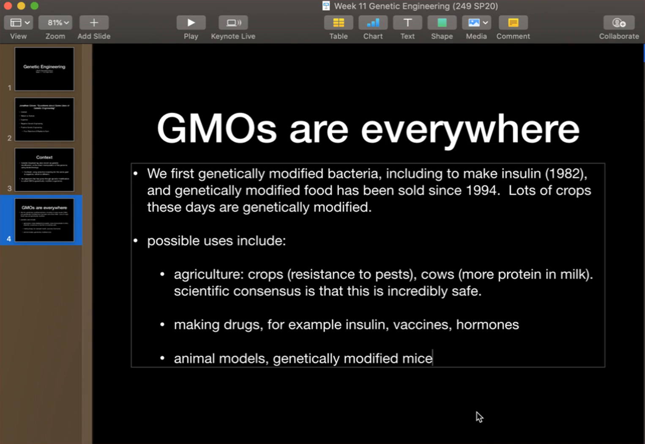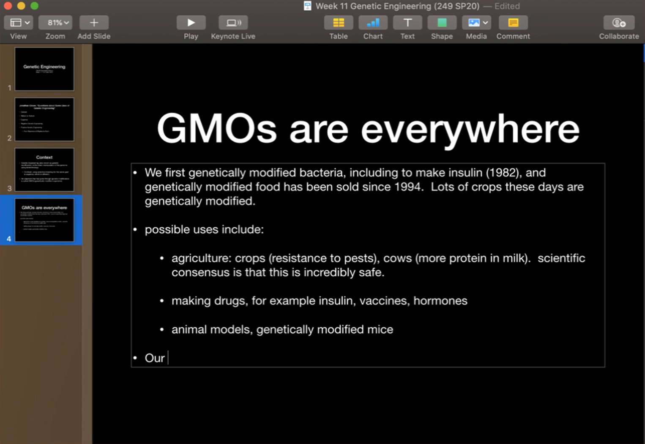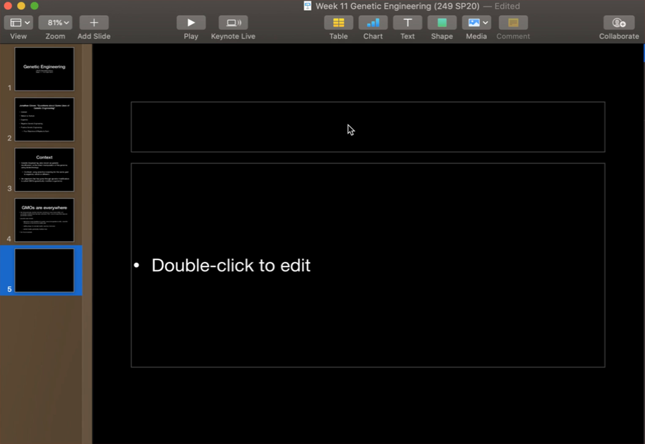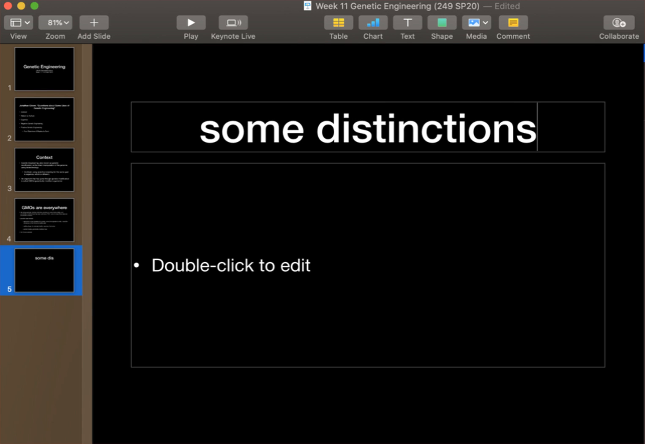Now, our focus is not going to be any of these kinds of uses: agriculture, for crops, cows, mice, bacteria. Our focus is going to be people. Is it okay to genetically modify people? Okay, let me give you some distinctions also, so that we are kind of on the same page and we understand at least a little bit of science and the different kinds of issues at stake. So some distinctions.